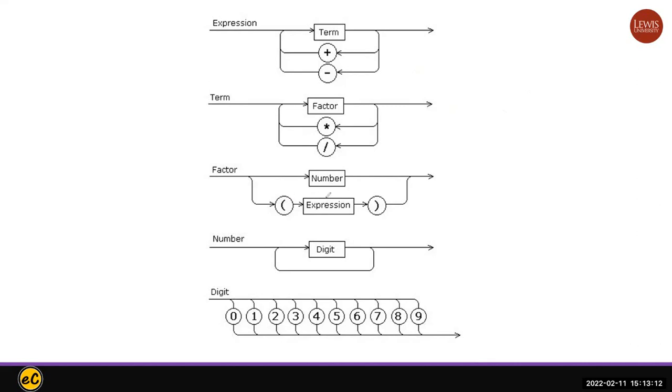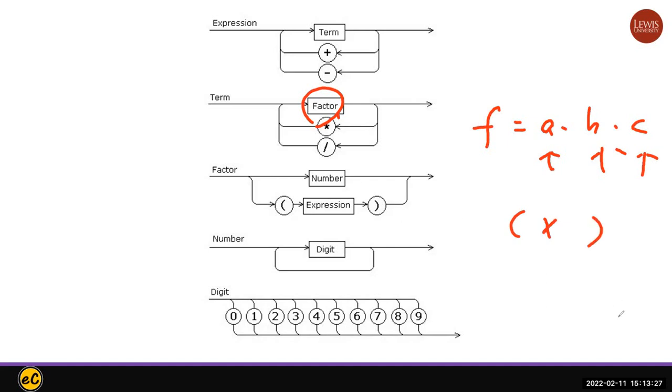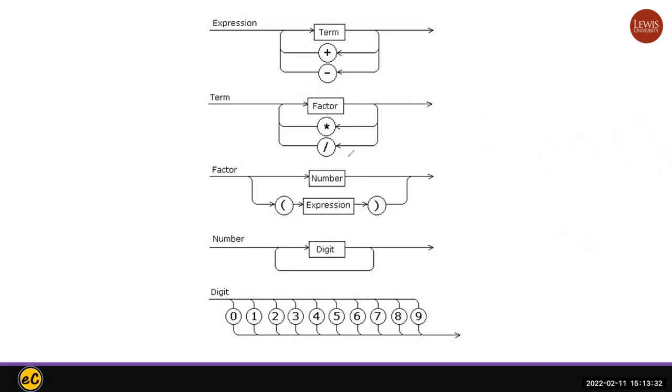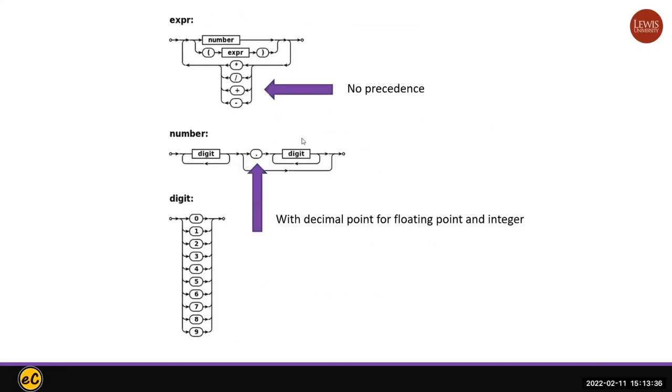Factor is any factor in A times B times C. This single one that you connect by times or division is called a factor. And this A, B, C can be an expression as well with parentheses. So this defines the different terms for digit, number, factor, term, and expression. All are in syntax diagram. So here we have expression. We can further tokenize it here if no precedence.